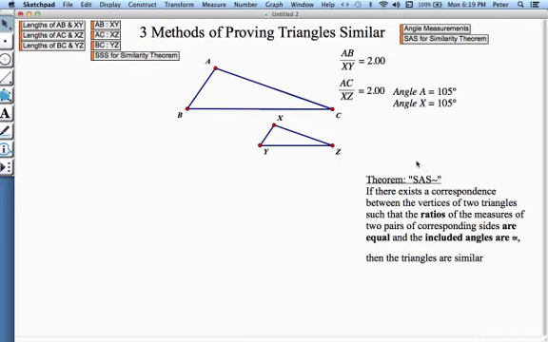Once again, this is not a proof. I'm just showing you what it is, and we will always write it as SAS with this little similarity squiggle.